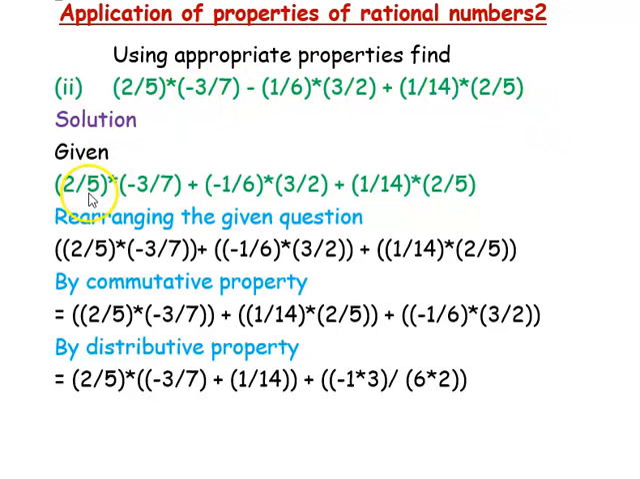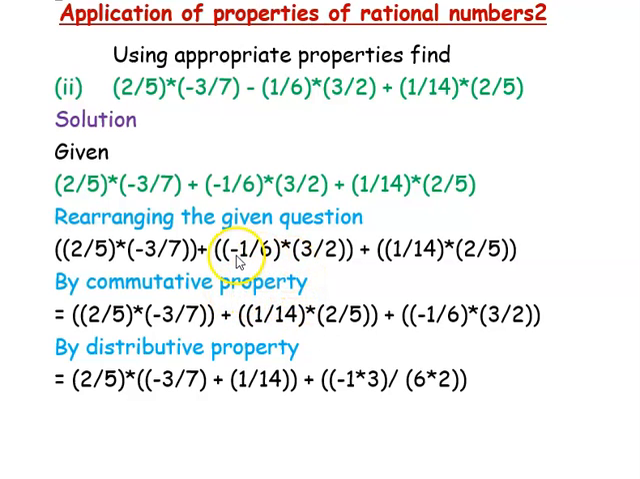So solution. First we are going to write the given statement as such. Then in the next step we are going to rearrange the given question by putting parentheses, grouping it into 3 terms. So 2/5 × (−3/7) is the first term, −1/6 × 3/2 is the second term, and 1/14 × 2/5 is the third term. Now we are going to apply the commutative property.